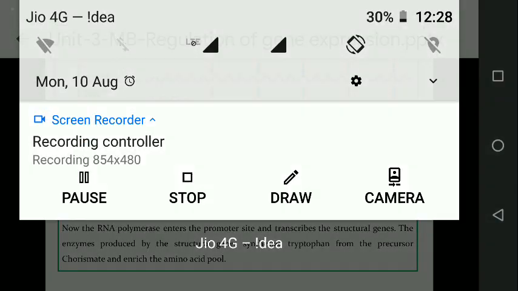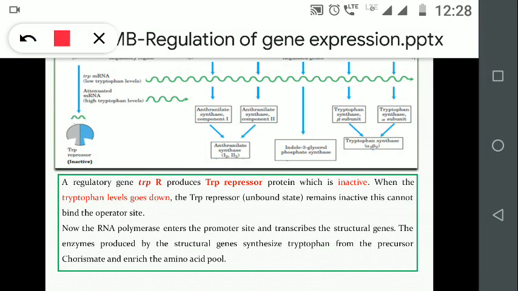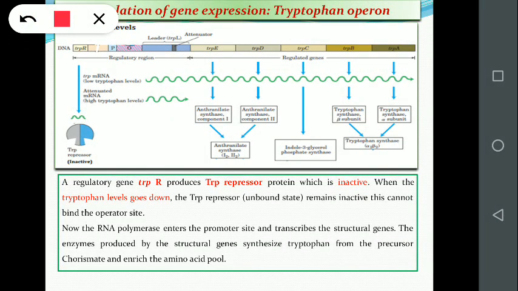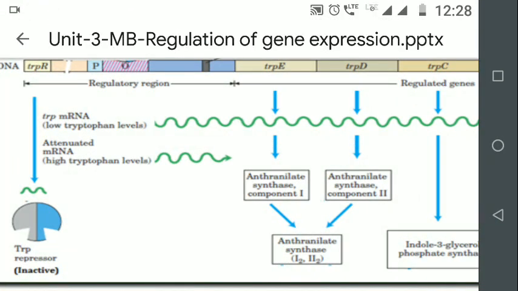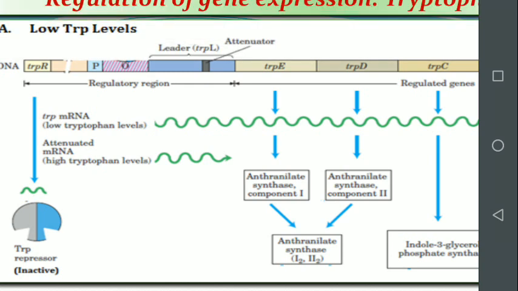Okay, so now let us look at the regulation of this tryptophan operon. What happens in the absence of tryptophan, and what happens if the tryptophan levels are very high? In this case the tryptophan levels are low. We will take this case first. So here the tryptophan levels are low.